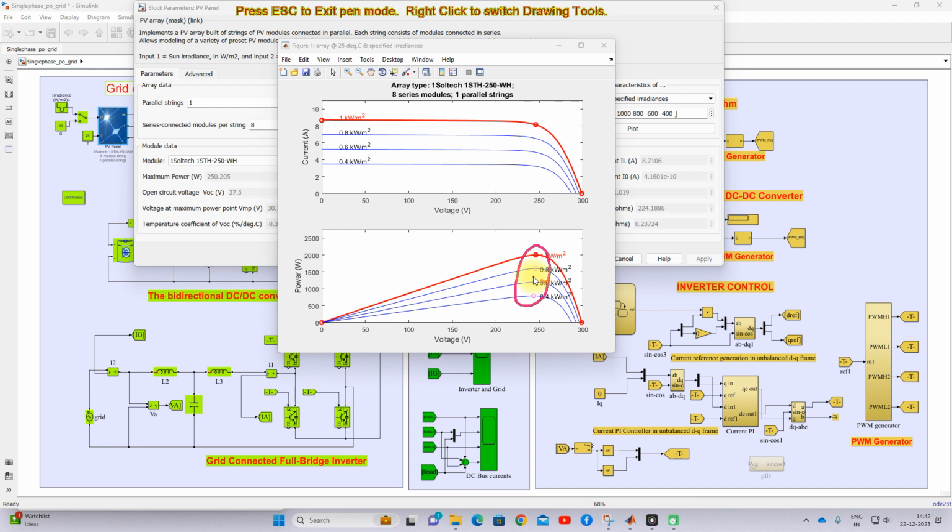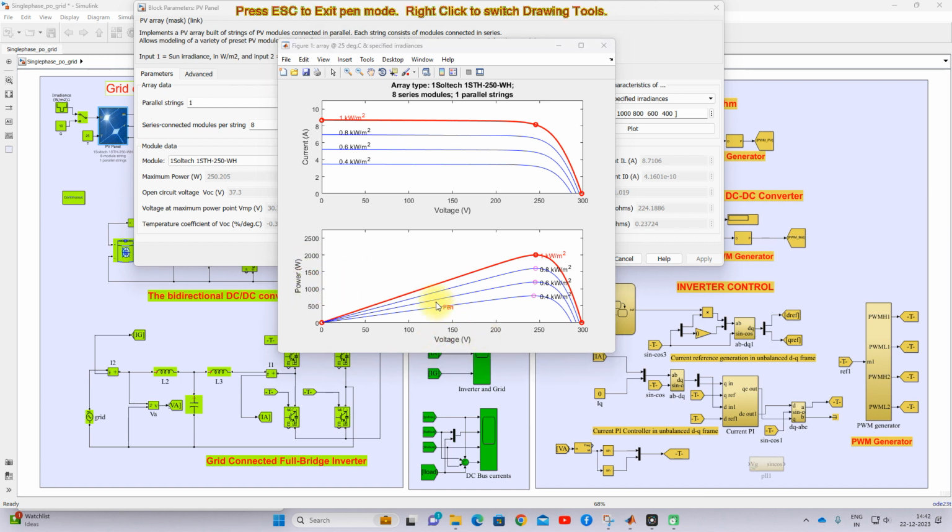For that purpose we go for the maximum power point tracking algorithm. Here we are going to use P and O MPPT, nothing but the perturb and observe MPPT algorithm. I will explain how it works here. Here we have PV power and PV voltage.